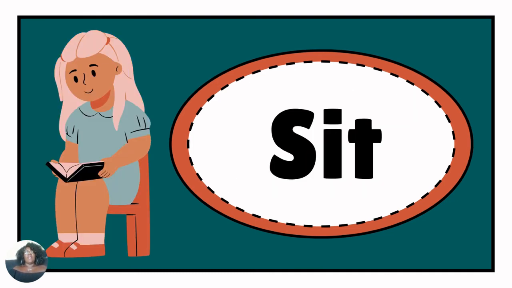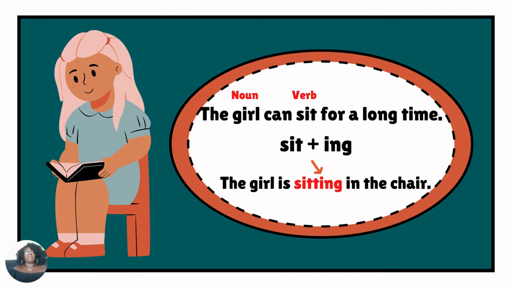Sit. Pronunciation, again, sit. Next slide. Our sentence. The girl can sit for a long time. Girl is the noun. Sit is the verb. Sit describes what the girl can do for a long time.